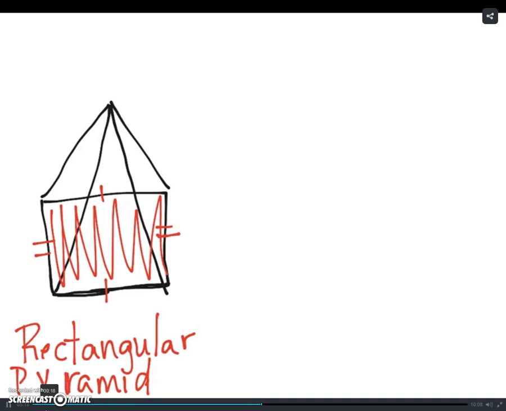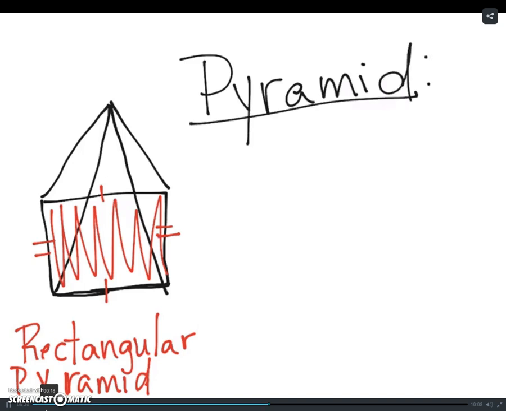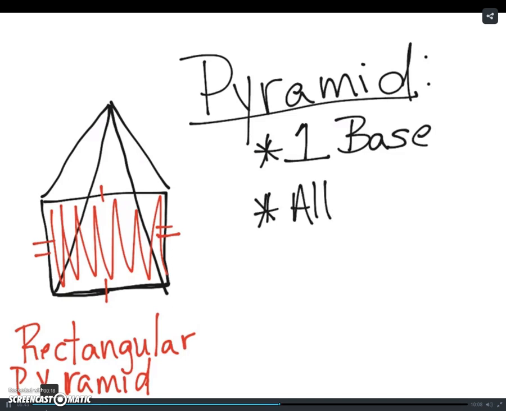Okay, there's a pyramid. A pyramid is only going to have one base. It's not going to have two like a prism. It's named after that base. So if it's a rectangle, it's a rectangular pyramid. If it's a hexagon, it's a hexagonal pyramid, and so on and so forth. But it's only going to have one base. All other faces are triangles.